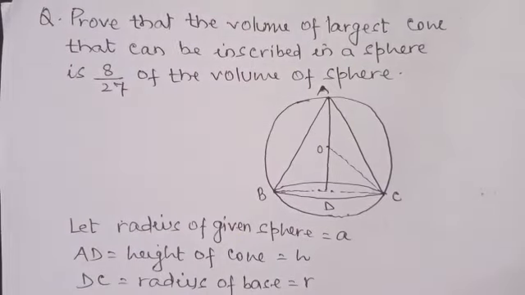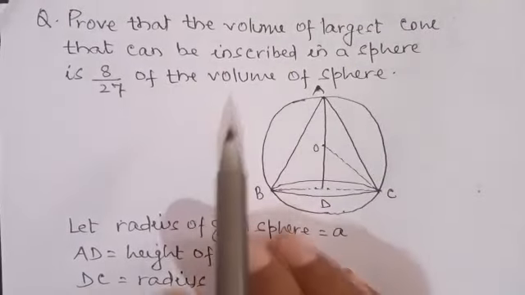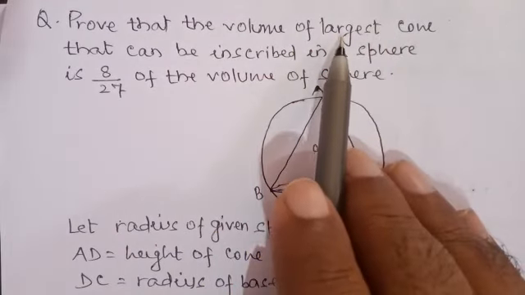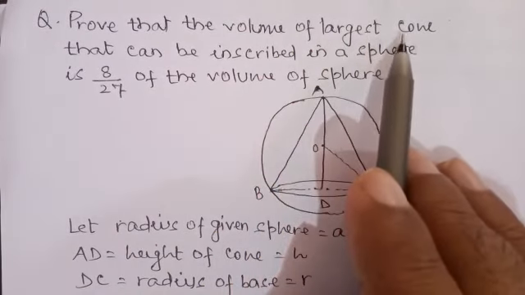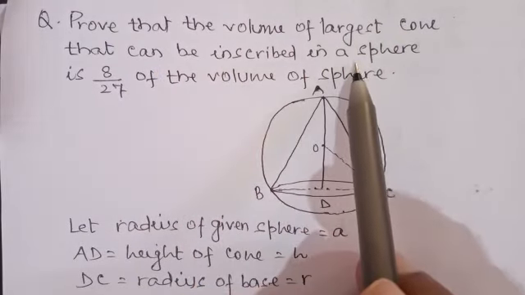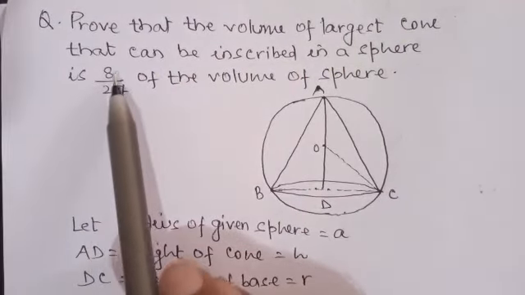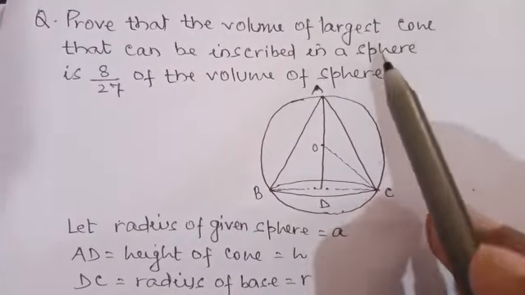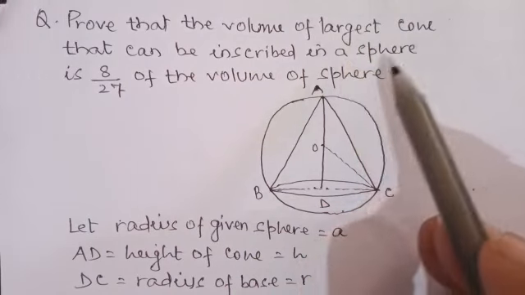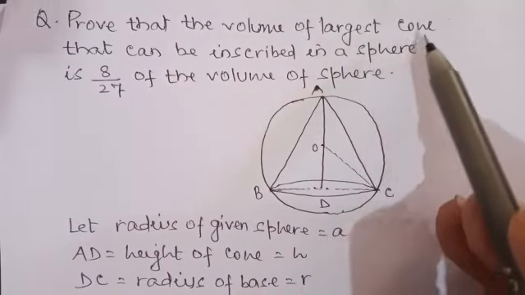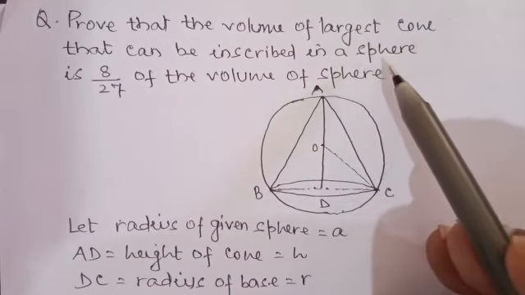Children, your next problem is: prove that the volume of the largest cone, largest meaning maximum cone, that can be inscribed in a sphere is 8/27 of the volume of the sphere. It means the sphere is given. Sphere is given means the radius of the sphere becomes constant.